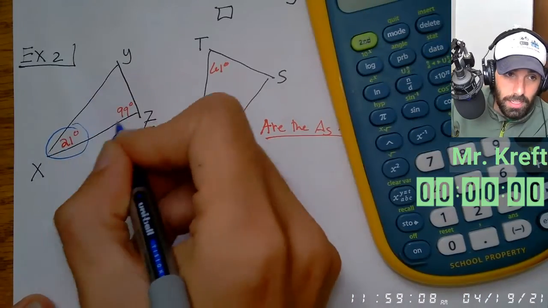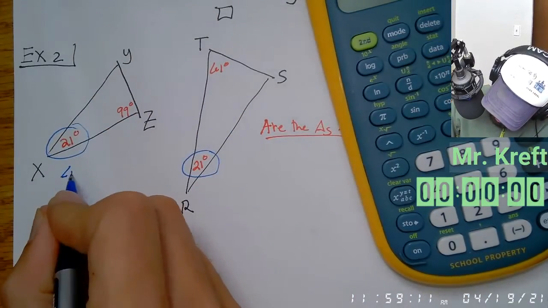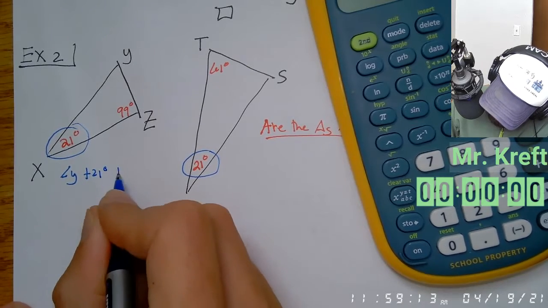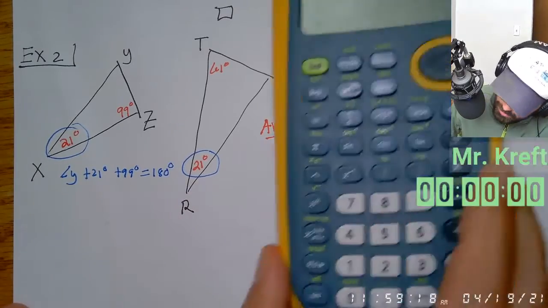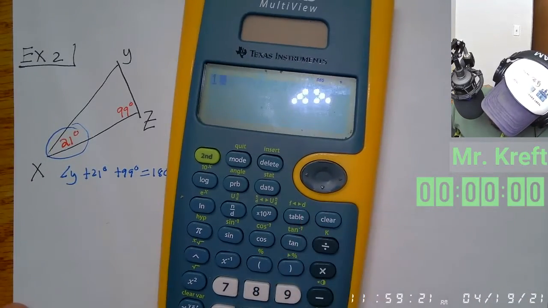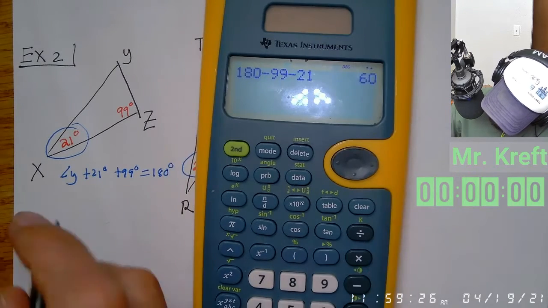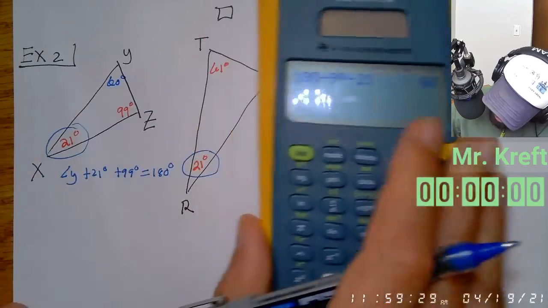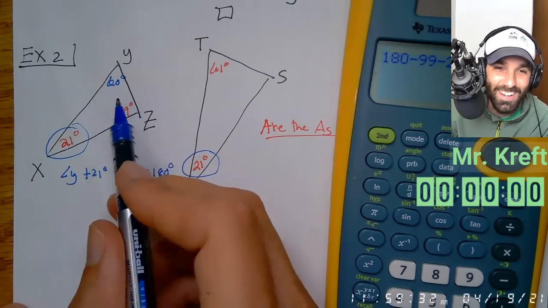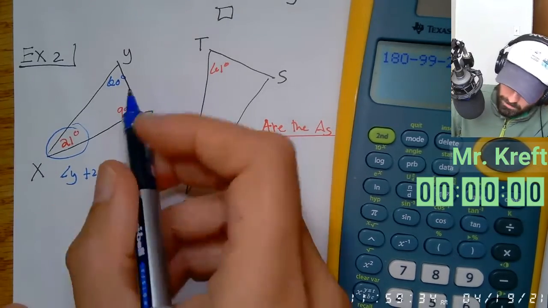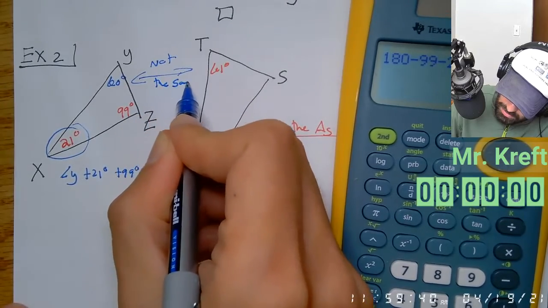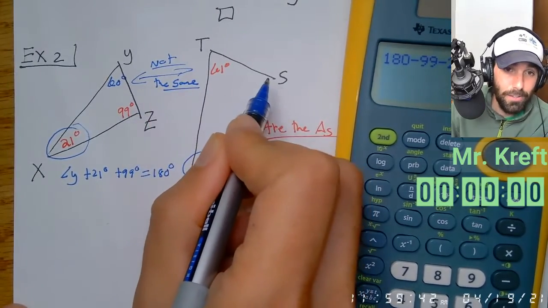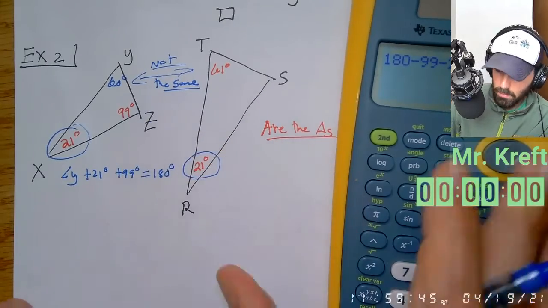So again, I'm going to note that these three angles add up to 180. So angle Y plus 21 degrees plus 99 degrees equals 180. If I solve for angle Y, I take 180 degrees minus 99 minus 21, and I get 60. So this would be 60 degrees. Well, these aren't the same. So we don't even need to find this other angle, because they're not the same.